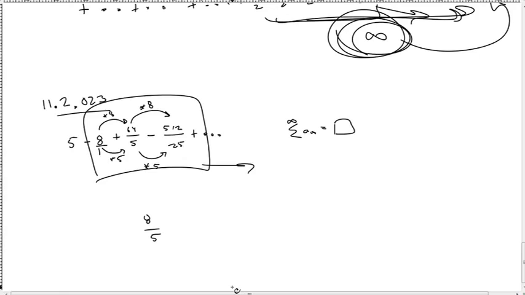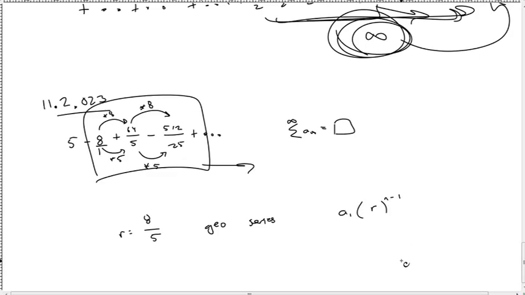I did it a little different in my notes here. I did the 8/5, but I kind of did it at the end. In a way, I'm saying this is my R for my geometric series. And a geometric series has a formula. It's basically a sub 1 r to the n minus 1.